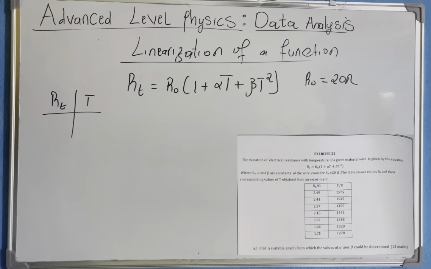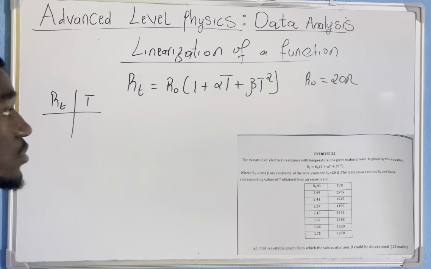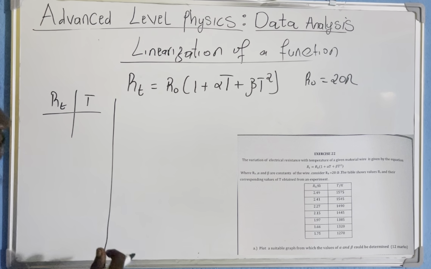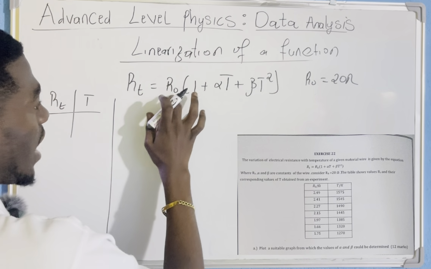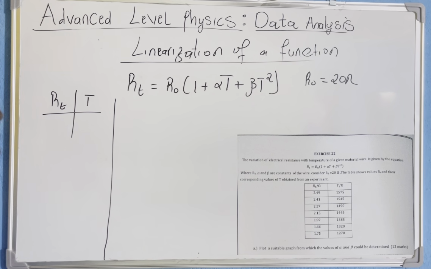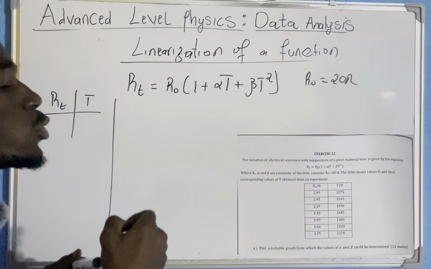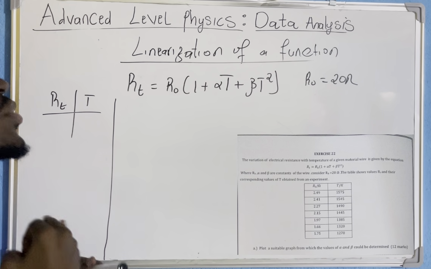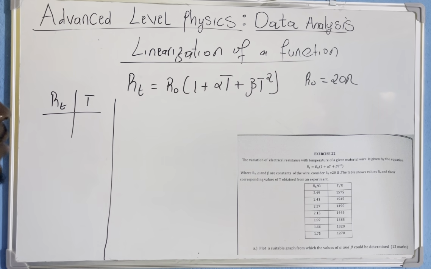Okay, now let us try and linearize it. You can pause the video, try to solve it, and then come and look at the correction. So let us do the correction now. I have RT equals R0 into 1 plus alpha T plus beta T square. I want to linearize it. I know that R0 is a known constant, which means I know the value of R0, so I can manipulate it without fear.